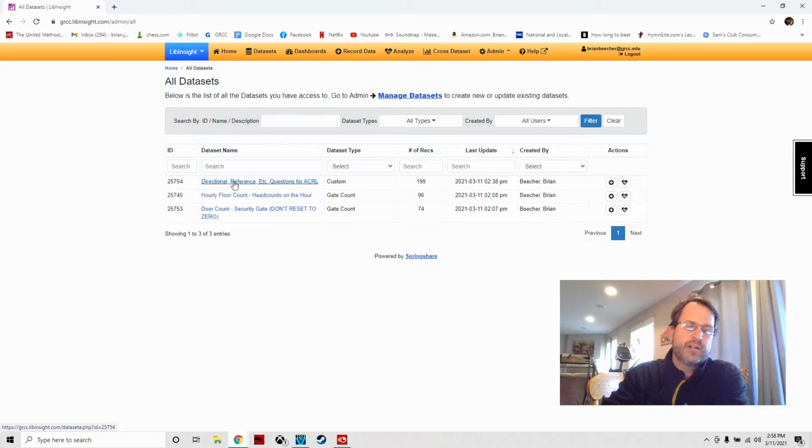Basically, in order for us to track our questions, where it says directional, reference, etc., these links don't really do much. Where you have to go is this line for directional, reference, etc. We're going to go over here to where it says record data. There's also this analyze data, and we'll get to that in a minute. But for now, let's just record data.